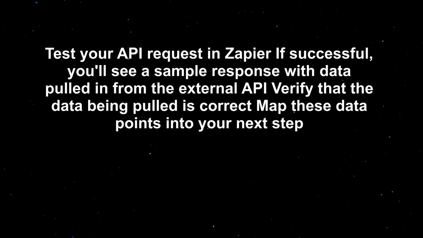Test your API request in Zapier. If successful, you'll see a sample response with data pulled in from the external API. Verify that the data being pulled is correct. Map these data points into your next step.